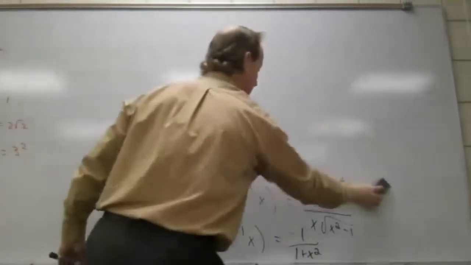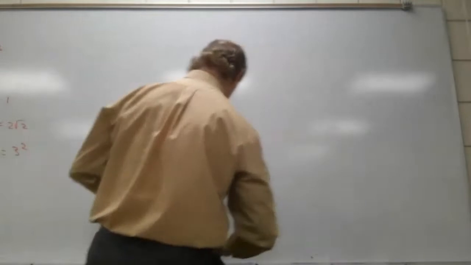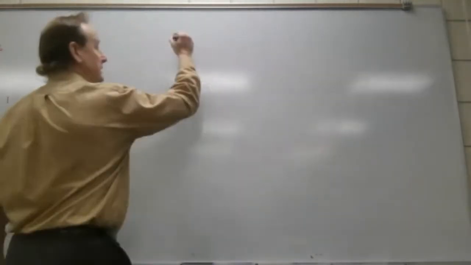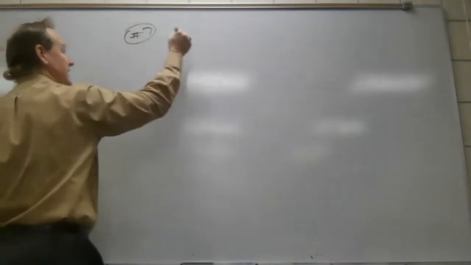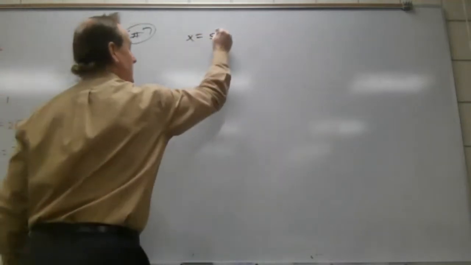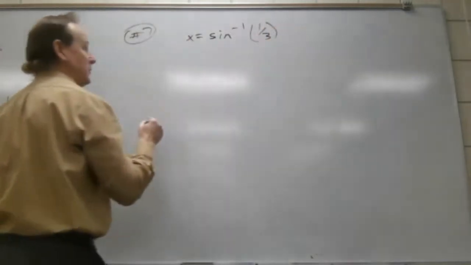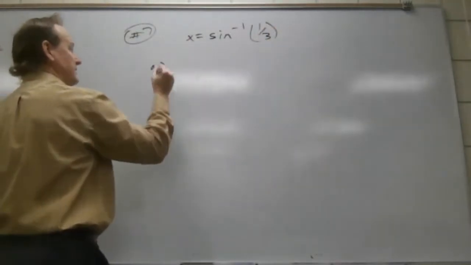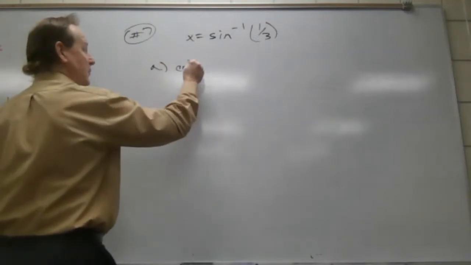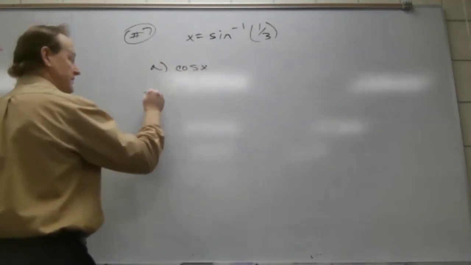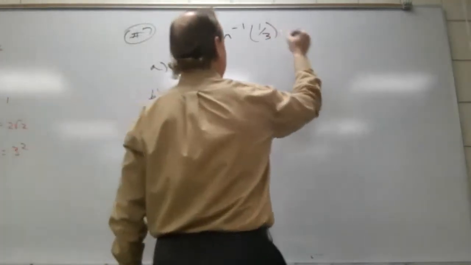So now let's do a couple of things. We're going to look at an example with number 7 here. Number 7 says that x equals arc sine of 1/3. So if I do that, then we're going to ask different questions like what is the cosine of x, what is tangent of x, things of that nature. So basically I'm going to draw a picture here.